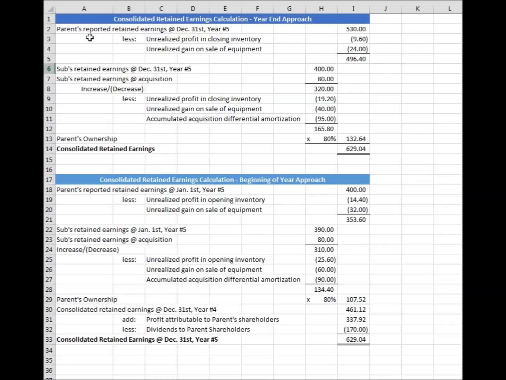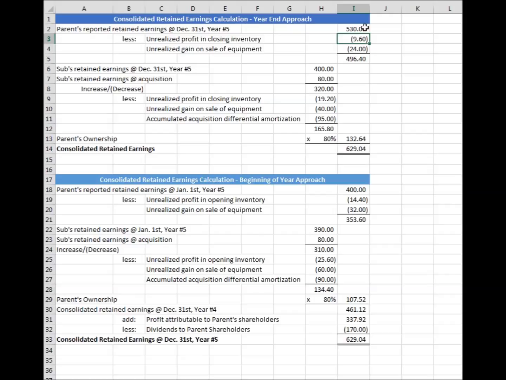So we're going to use the parent's year-end retained earnings. This is non-consolidated over here, and that's 530 provided to us in the problem. And then we're going to want to take out any unrealized profits. So the first one we want to take out is closing inventory. And the reason why we're not adding back the realized opening inventory is because it's actually already in here. So in the retained earnings that they provide us, both the closing inventory and opening inventory profits are included.